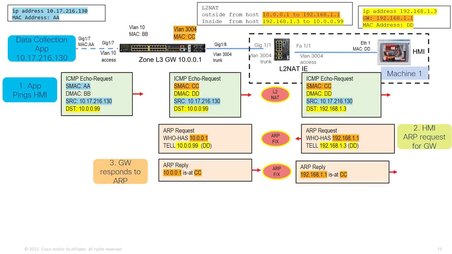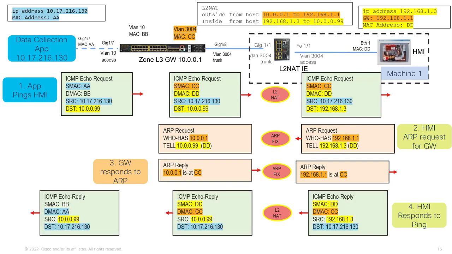And now the gateway will respond. It's saying that 10.0.0.1 is at its MAC address CC, and that goes through and gets fixed up as well. So both the ARP request and ARP reply are fixed up, and the HMI receives the gateway's IP address and MAC address. So now it can respond to the data application ping by putting in the destination MAC address of the gateway, and the destination IP address of the data collection app, and it's using its own source.